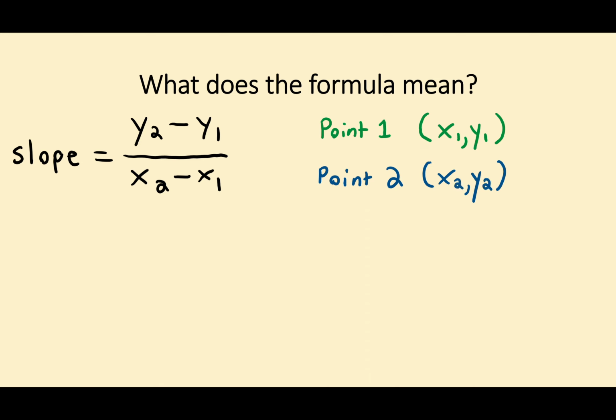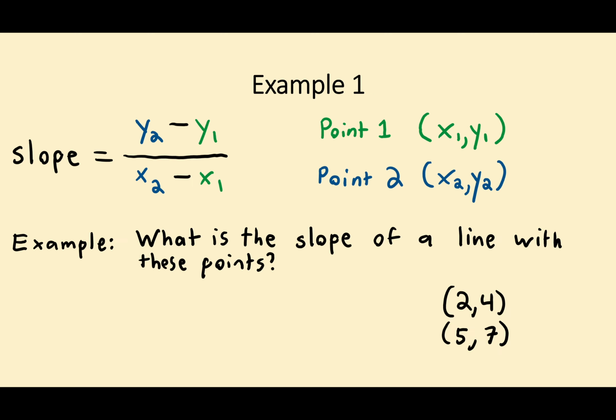So it's pretty straightforward. Now, if we begin to color code the formula, you can see where your y2, your y1, your x2, and your x1 come from. Yeah? Now let's go ahead and do an example. What is the slope of a line with these points? Well, our first step is color coding. 2, 4 is going to be point 1, and 5, 7 is going to be point 2.